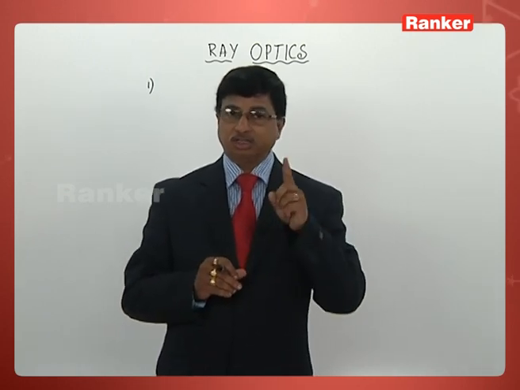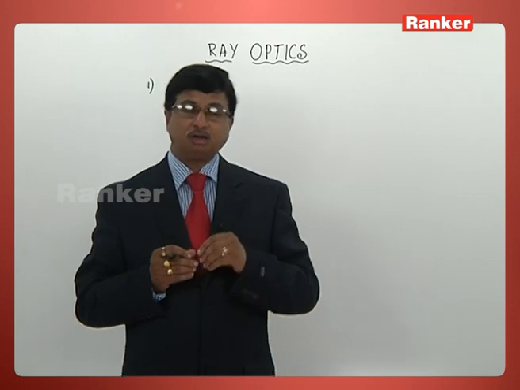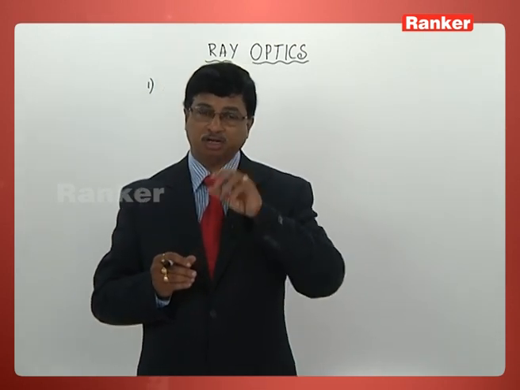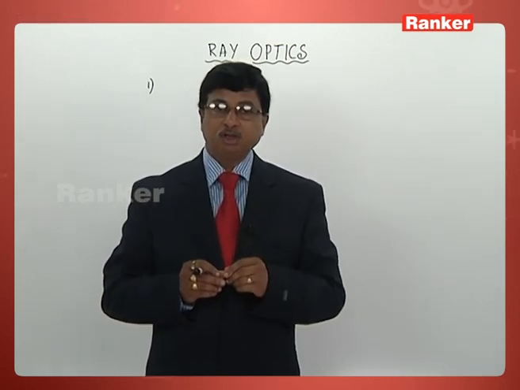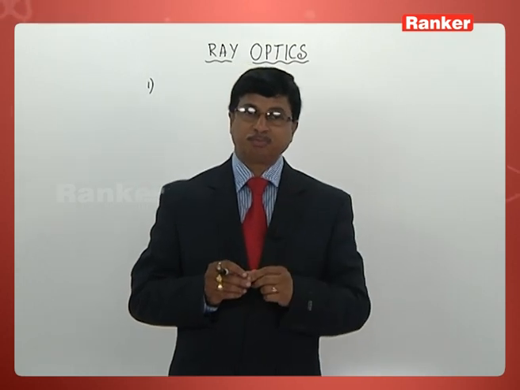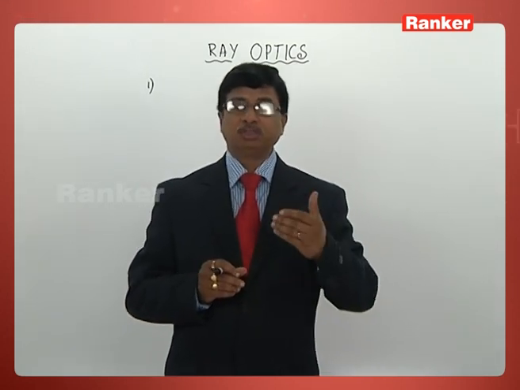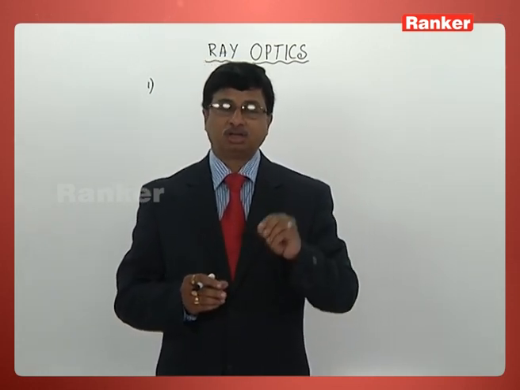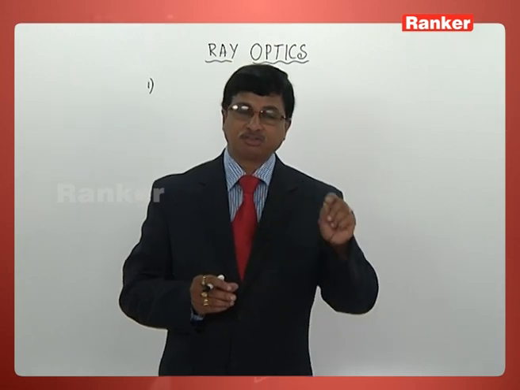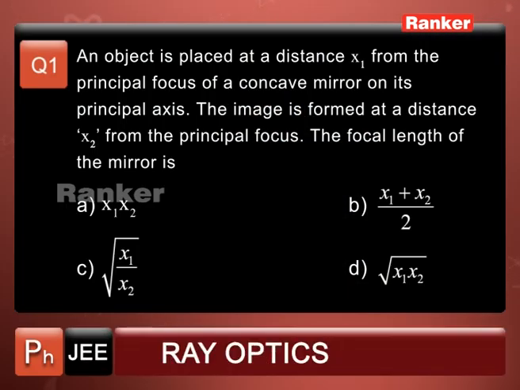Usually, object distance and even image distance are measured directly from the pole of the mirror. But in this particular problem, both distances are given from the principal focus of the mirror. So it says an object is placed at a distance x1 from the principal focus of a concave mirror on its principal axis. The image is formed at a distance x2 from the principal focus. The focal length of the mirror is how much? The options are given this way.